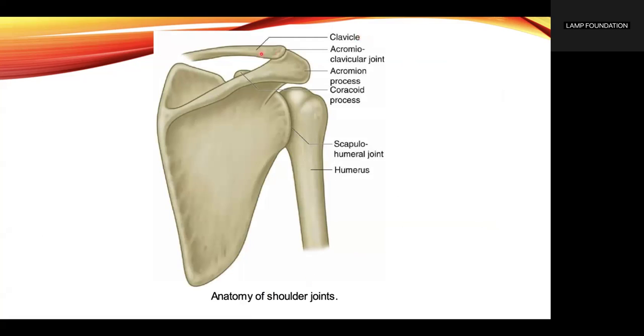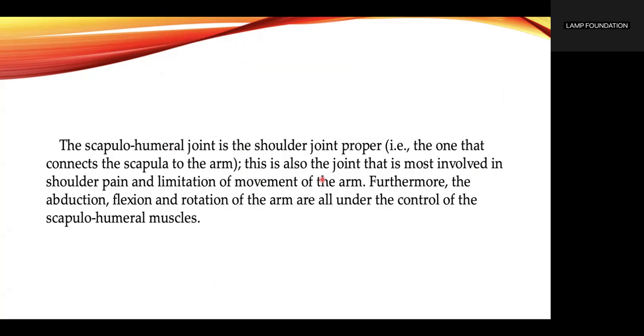So this is the clavicle, the acromioclavicular joint, the acromion process, the coracoid process. This is the scapulohumeral joint. This is the humerus. The scapulohumeral joint is the shoulder joint proper. That is the one that connects the scapula to the arm. This is also the joint that is most involved in shoulder pain and limitation of movement of the arm.